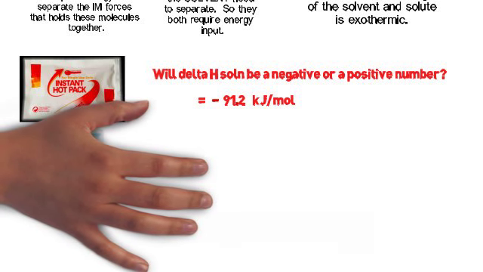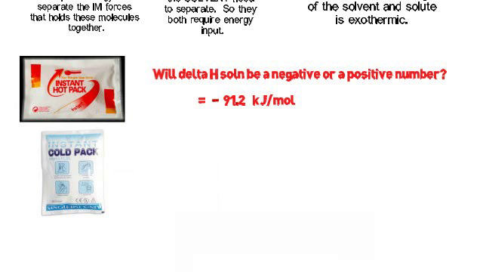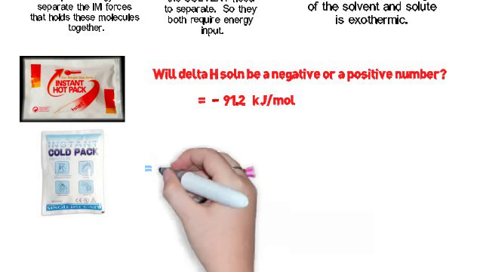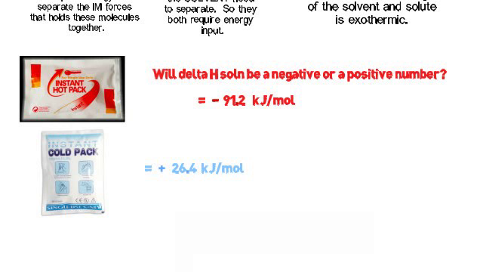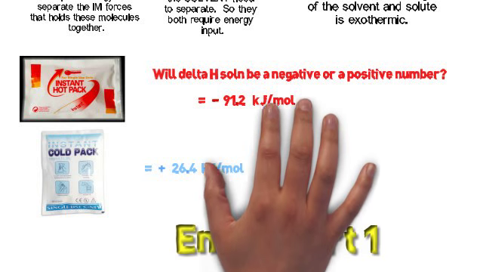For an ice pack that you can buy, the overall change in the energy is that it is endothermic. Energy is going into it. So this is a positive 26.4 kilojoules per mole. And this is the end of part 1.